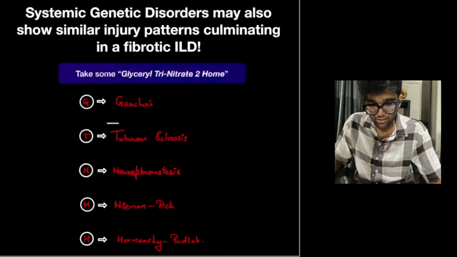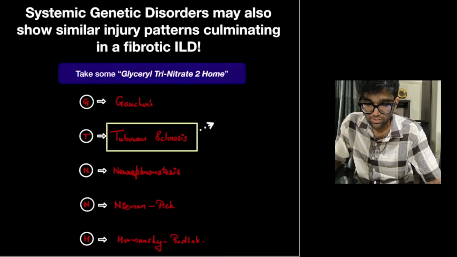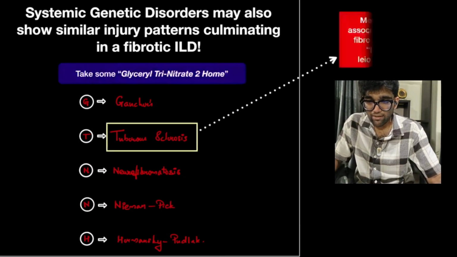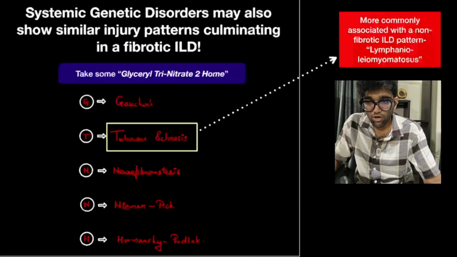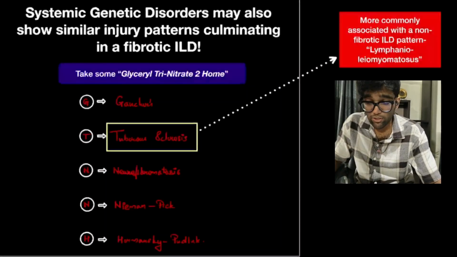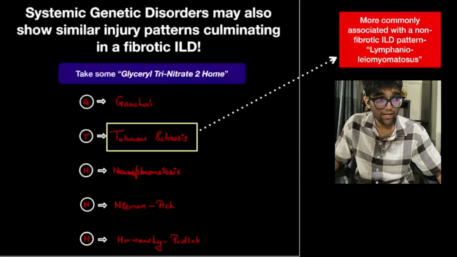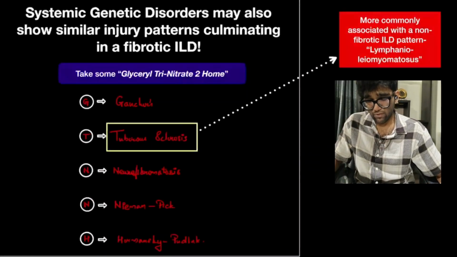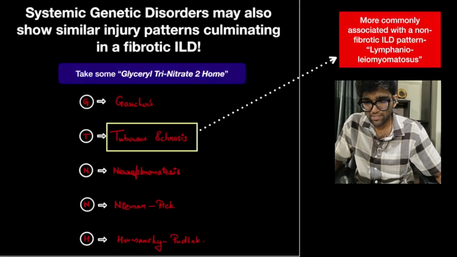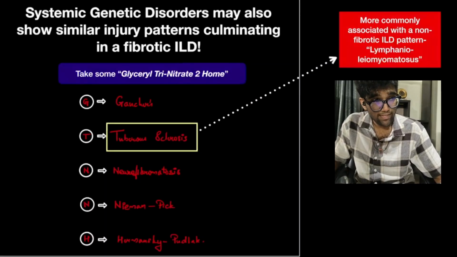Now, tuberous sclerosis, importantly, is more commonly associated with a non-fibrotic ILD pattern called lymphangioleiomyomatosis, and we'll be discussing lymphangioleiomyomatosis along the course of our radiological discussion in detail.